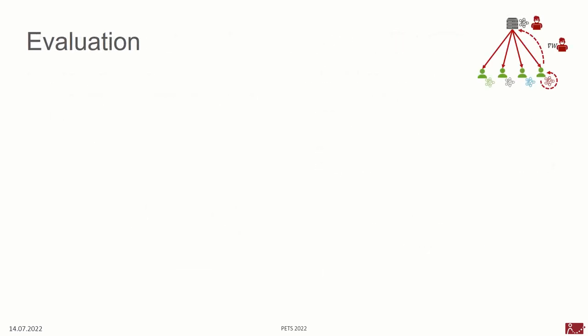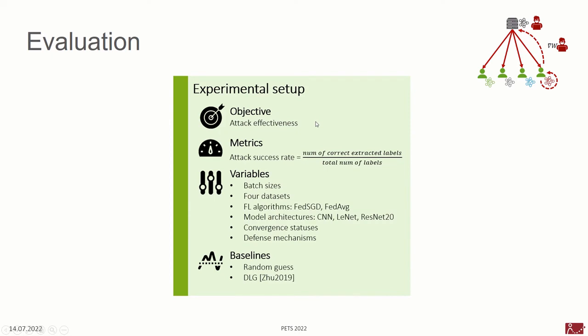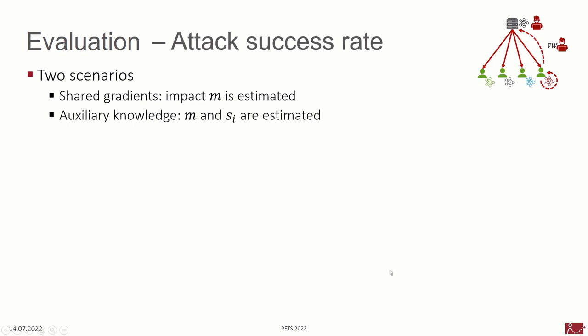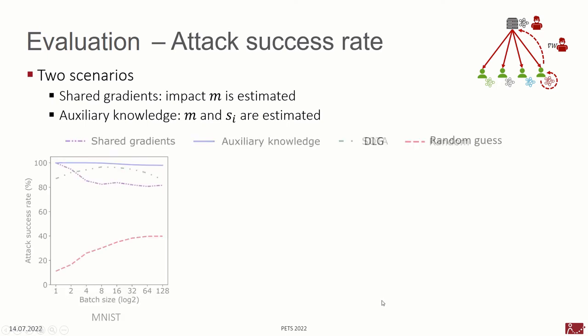Now, we evaluated our attack by conducting an extensive set of experiments, and I will highlight part of them. We used the success rate as a metric to measure the effectiveness of our attack, and we looked into different batch sizes, datasets, federated learning algorithms, and model architectures. Today, I will show the results of a basic CNN model. We also studied the attack under different convergence status and defense mechanisms. We compared with the random guess and the deep leakage from gradients attack as baselines. So again, we test our attack under two scenarios: the first, where we estimate the impact, and the second, where we estimate both impact and offset.